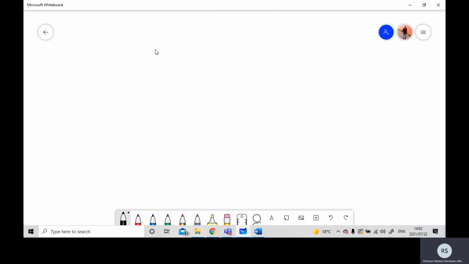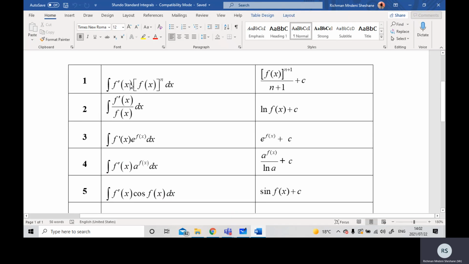Okay, let's continue with integration. Last lecture, we looked at the example where we only focused on the first standard integral. Number one, if you want to understand standard integral number one, you can go back to the last lecture. The following standard integral that we're going to look at is this one.